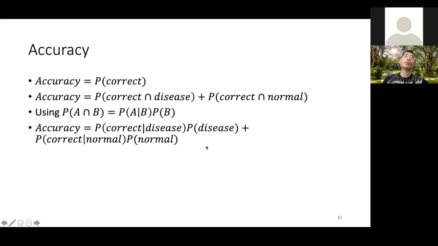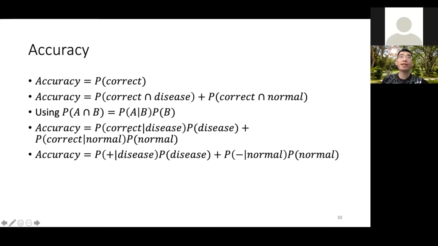What this allows us to do is to interpret these terms. The probability of being correct given the patient has the disease means that we predicted positive, right? So we can replace this by the probability that we predict positive given a patient has disease. And similarly, the probability of being correct when the patient is normal would mean that we predicted negative. So we can replace this by the probability of predicting negative given a normal patient.